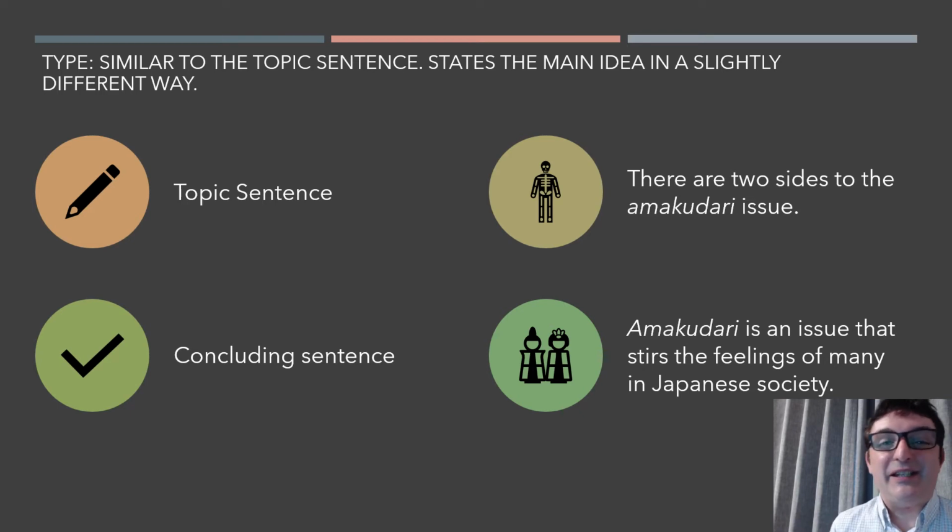In this unit, the topic sentence was, there are two sides to the Amekudari issue. The topic was Amekudari, and the main idea was there are two sides. The writer in the concluding sentence writes, Amekudari is an issue that stirs the feelings of many in Japanese society. So it's similar to the topic sentence. There are two sides, it's an issue, have very similar meanings. So that's our first type.